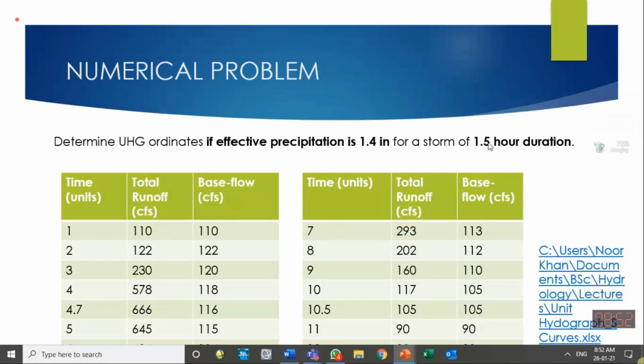Don't be confused that the base flow should be the same as the storm duration. This is the total runoff hydrograph in the second column. The first column is the time ordinate. So draw it, subtract the base flow. Base flow is given over here, so you don't have to separate it yourself. Base flow is given by the question itself, so that you can calculate DRO from here. Subtraction of these two columns will give you the DRO.